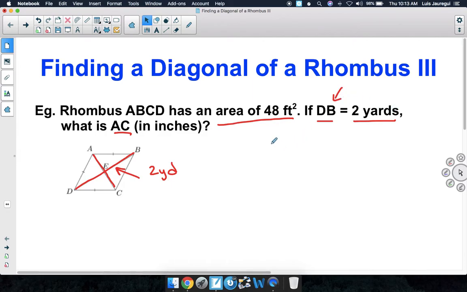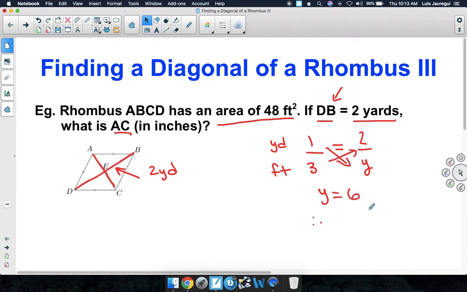So remember the relationship between yards and feet. We know that 1 yard is equal to 3 feet, and here we're provided with 2 yards, so we're going to find the corresponding measure in feet. Let's find the value for y, which is the corresponding value in feet to the 2 yards. So let's cross multiply here. We have 1 times y is y, and that is equal to 3 times 2, so that's 6. So we can say, therefore, the 2 yards correspond to 6 feet.